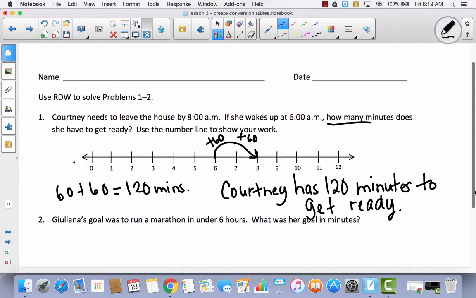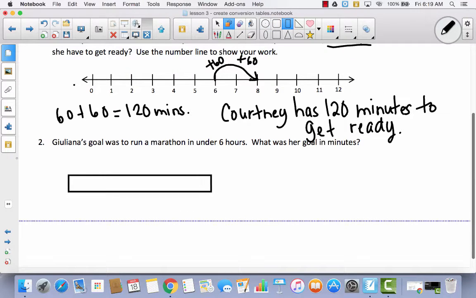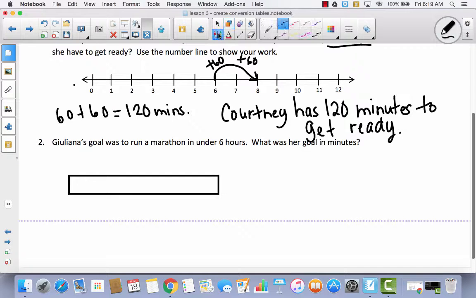All right, let's take a look at problem number 2. Juliana's goal was to run a marathon in under 6 hours. What was her goal in minutes? So we could draw another number line like they have here, or we could use a tape diagram, or we could draw a conversion table. I'm going to go ahead and just draw a tape diagram really quickly, and I'm going to divide it into 6 parts because it says 6 hours. And each of these parts is going to be an hour. So I could either do 1 hour, or I could put in here how many minutes are in an hour. I'm just going to put 1 hour in every single one of these. You could have put 60 minutes in every one of these too.